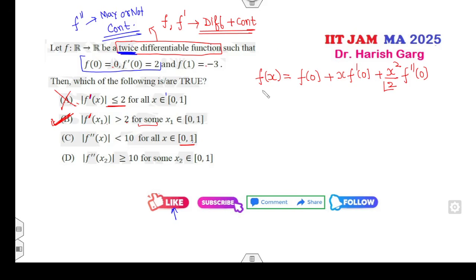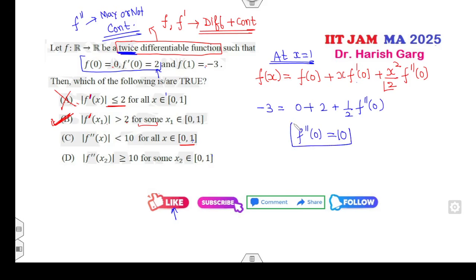And what is the value? Again 1. If I choose x is equal to 1 at the end point, what is the f of 1? Minus 3, 0. F dash is my 2, x is my 1, 1 over 2, f double dash 0. So what is the value of the f double dash 0? That will be minus of 10.